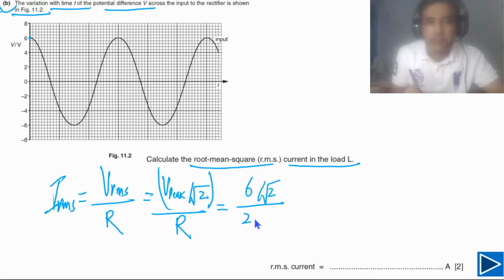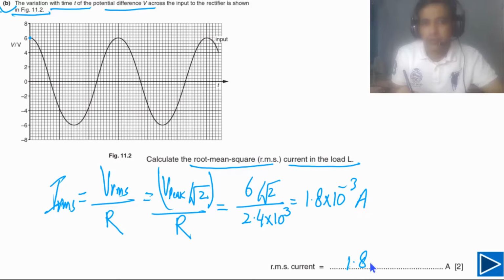And the resistance of the resistor in the previous part was given, that was equal to 2.4 kilo ohms. So 2.4 kilo ohms. Now simply we need to solve this one. If we solve, we will get this is equal to 1.8 times 10 to minus 3 amps. So this is our final answer.